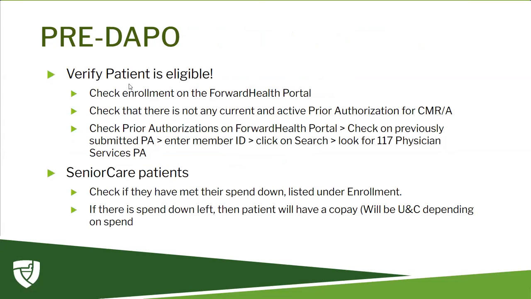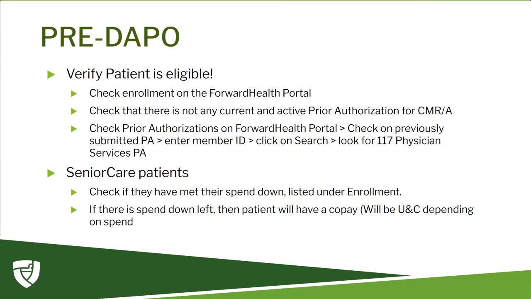Okay, so first thing, we want to verify that the patient is eligible. You can check that enrollment on the ForwardHealth portal. Checking that they don't have any current and active prior authorization is very important too. You can go to previous prior authorizations, put in that patient's ID number and do a search, and it'll bring up any PAs they have. What we're going to be looking for is the 117 physician PA. Those are the ones that are granted for the CMRs.